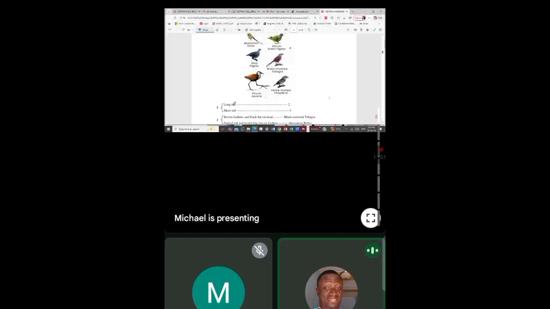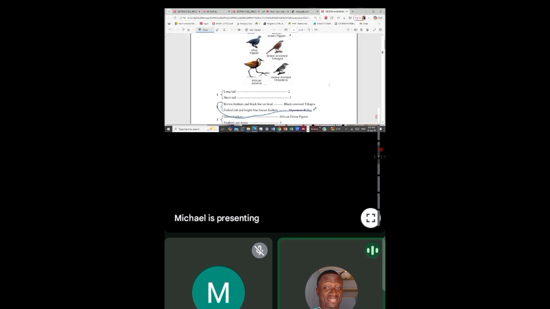We said long tail, go to point 2. So it means long tail that also has this. If this was to be a dichotomous tree, the whole of this. So the one that's African jacana, you are not wrong if that was the first question, but it's a follow-up question. So we say that long tail goes to point 2, so this point 2 here should have been fixed here. Then it will be something like this.